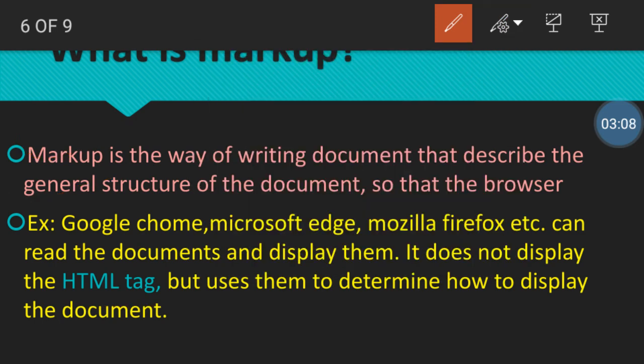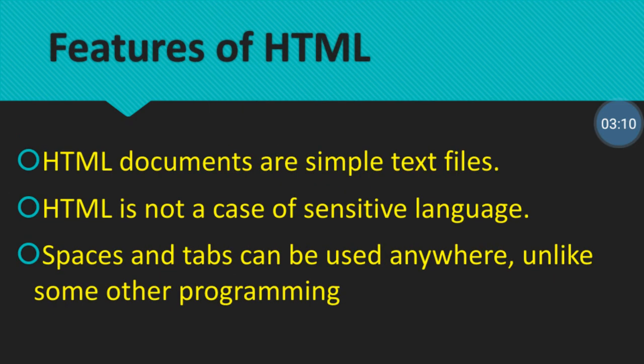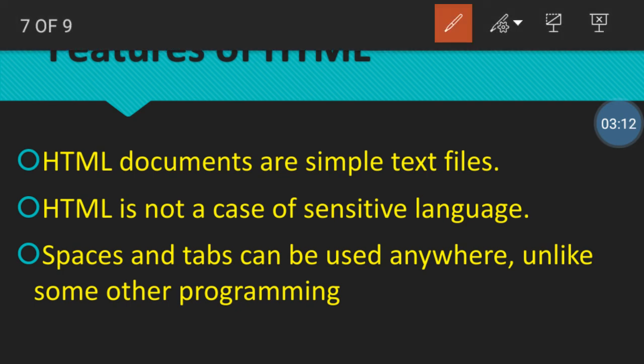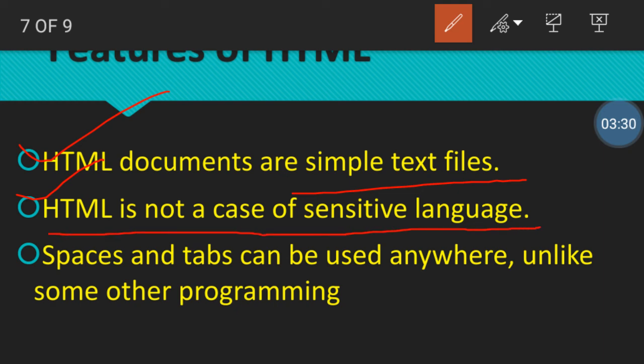Okay, now come to the features of HTML. What are the features of HTML? HTML documents are simple text files. Okay, simple text files. The second one is HTML is not a case sensitive language. Then the third one is spaces and tabs can be used anywhere, unlike some other programming languages.